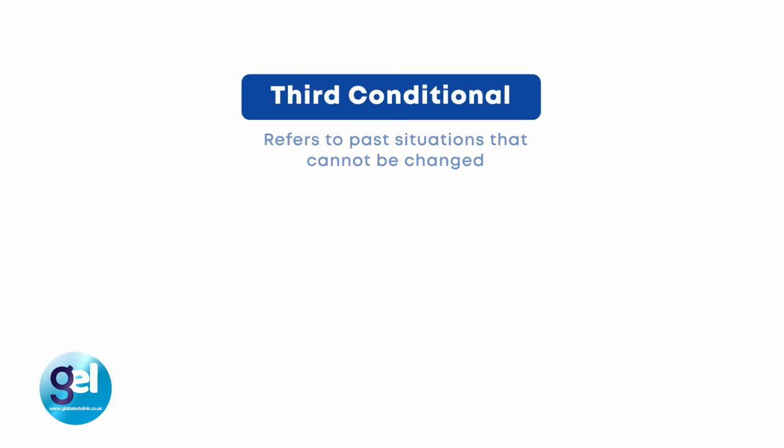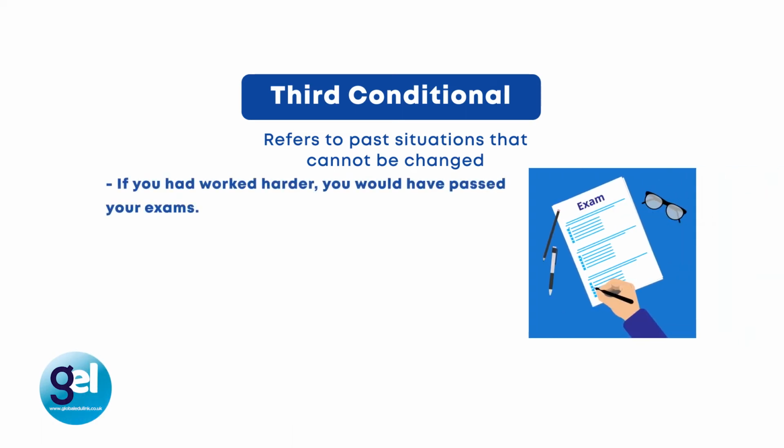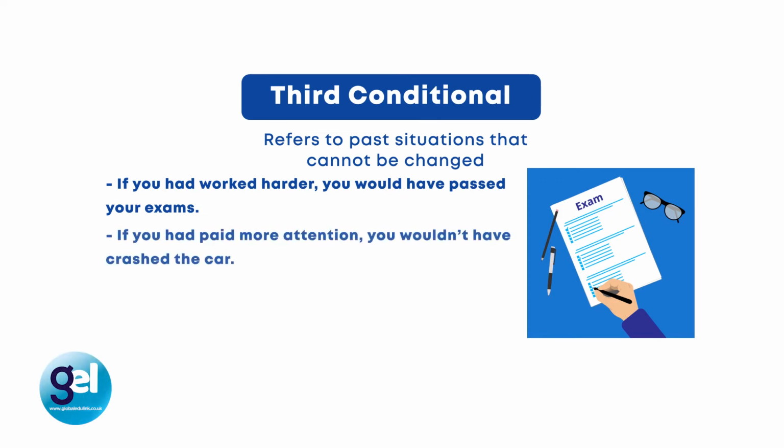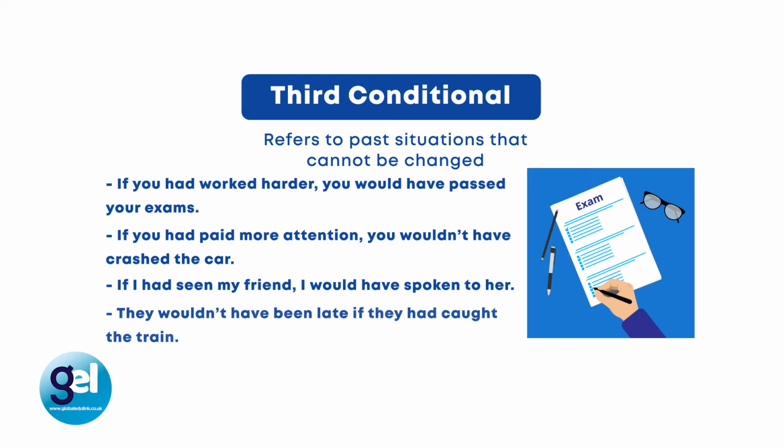With the third conditional, this is referring to past situations that cannot be changed. So past events that are untrue, maybe we speculate about past events or hypothetical situations. So if you had worked harder, you would have passed your exams. We can't change it now because it's happened. If you had paid more attention, you wouldn't have crashed the car. If I had seen my friend, I would have spoken to her. And they wouldn't have been late if they'd have caught the train.